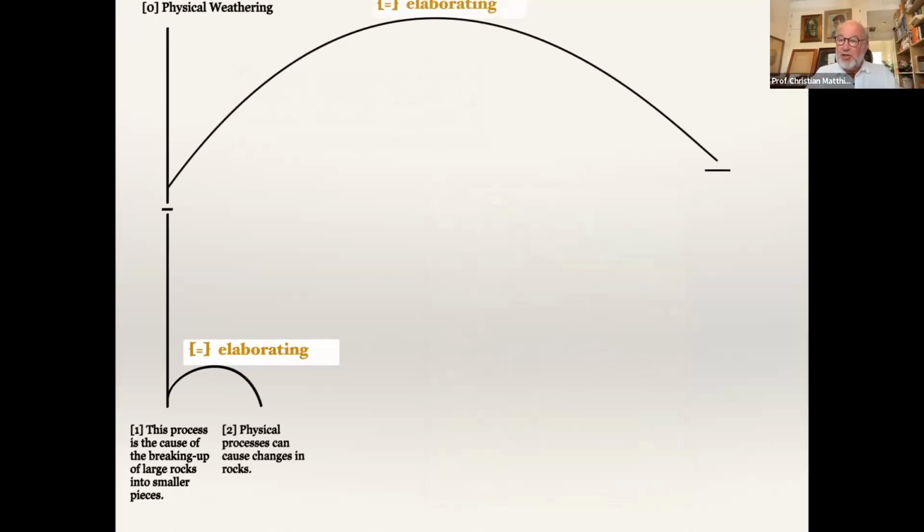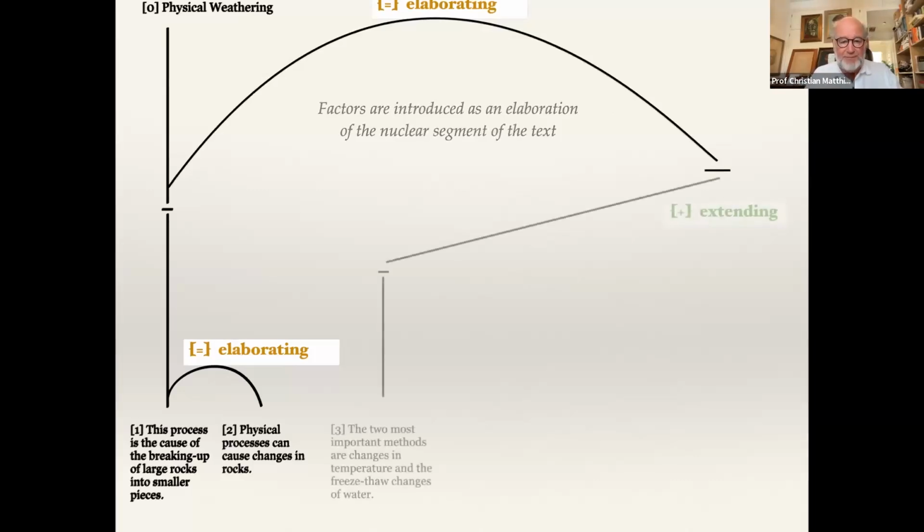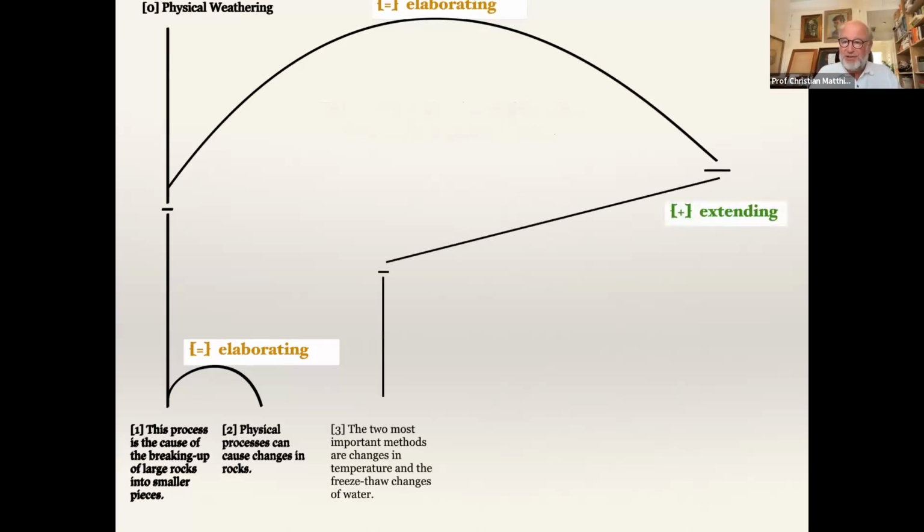Then we have an elaboration that introduces the different factors that can be involved in physical weathering. So this is a factorial explanation, as I said. So factors are introduced as an elaboration of the nuclear segment of the text. And they're actually sorted into two sets of factors. And the two sets are introduced by an additive extending multinuclear relation. But the first set you have in three: the most important methods are changes in temperature and the freeze-thaw changes.